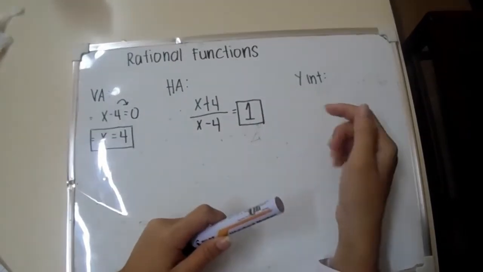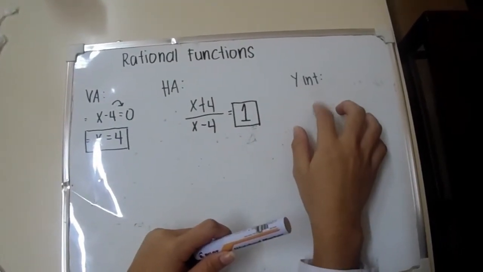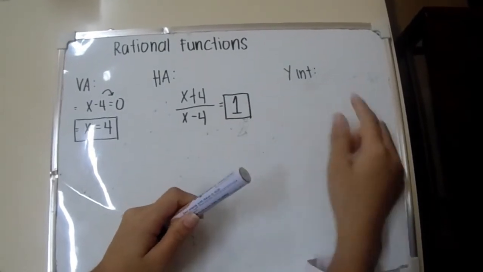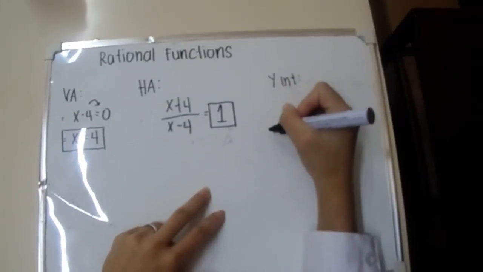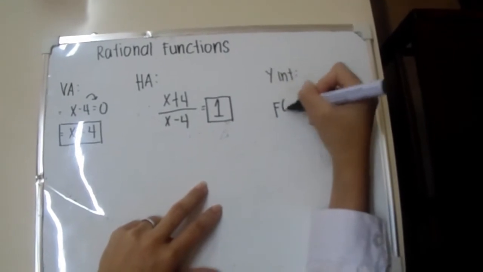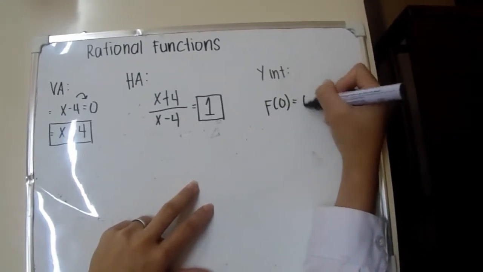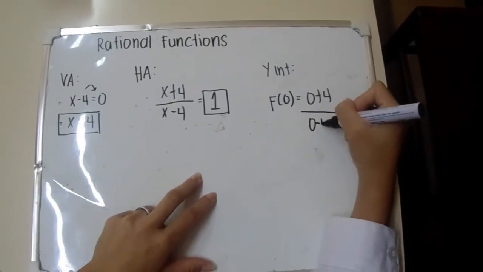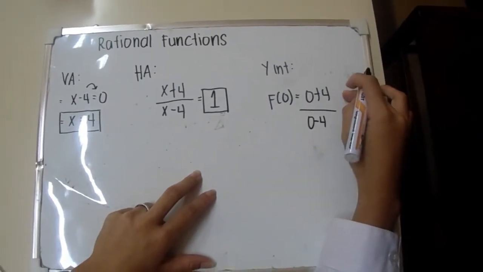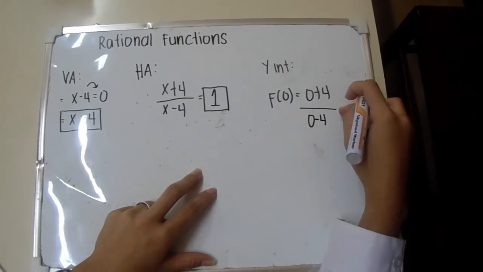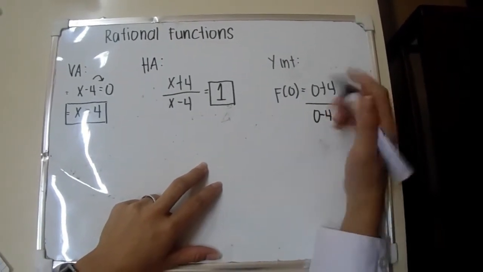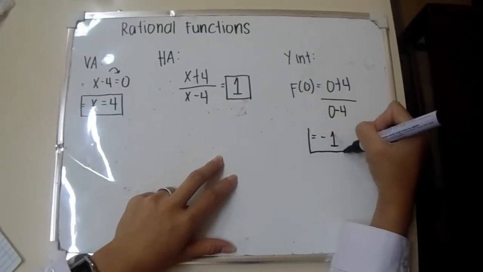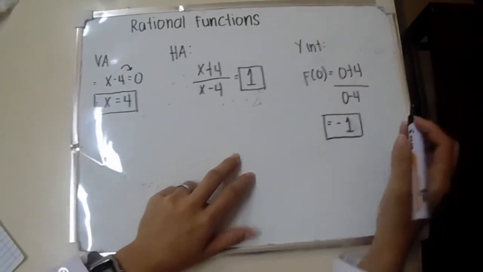So, let's move to the y-intercept. In getting the y-intercept, substitute x with 0. So, f of 0 is 0 plus 4 over 0 minus 4. Divide positive 4 by negative 4. So the answer will become negative 1. So that is your y-intercept.